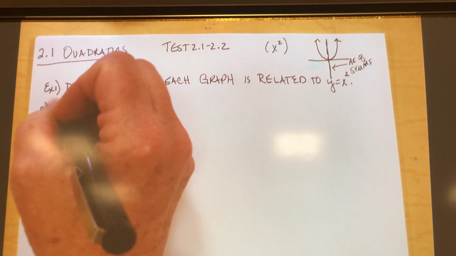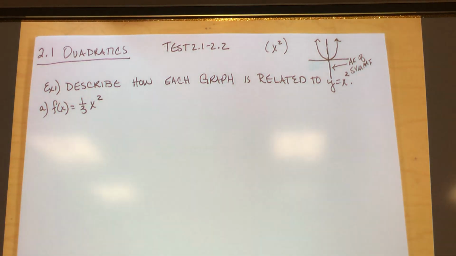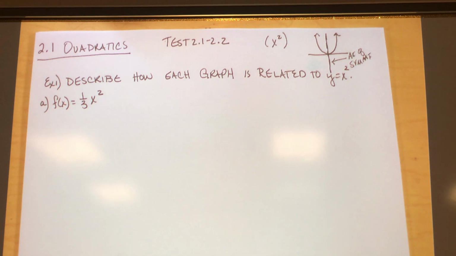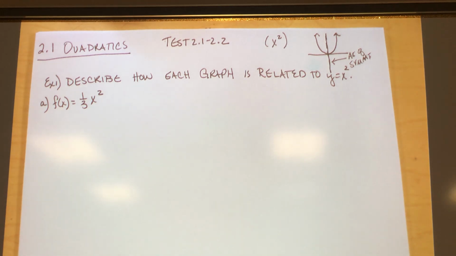F of x is equal to 1/3 x squared, okay? 1/3 x squared. So you can see that the only thing I've changed is I put a coefficient of 1/3 on my x squared, my quadratic term. Tell me what that does. Compression. What kind of compression? Vertical. Vertical, very good.